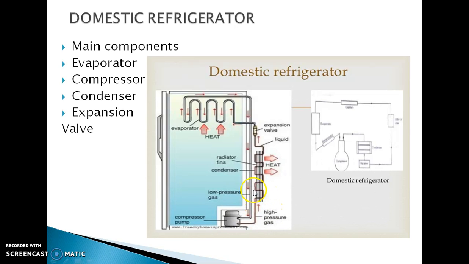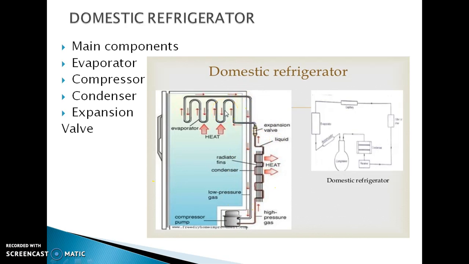Then that high pressure refrigerant is sent to a condenser. These are the condenser coils which are at the back of the refrigerator. After the condenser, the temperature of the refrigerant reduces, but the pressure of the refrigerant remains constant. Then that high pressure, low temperature refrigerant is sent to an expansion valve here. After the expansion valve, the temperature and the pressure of the refrigerant reduce, the temperature going below 0 degrees Celsius, and that low pressure, low temperature refrigerant is sent to an evaporator. So the cycle continues.